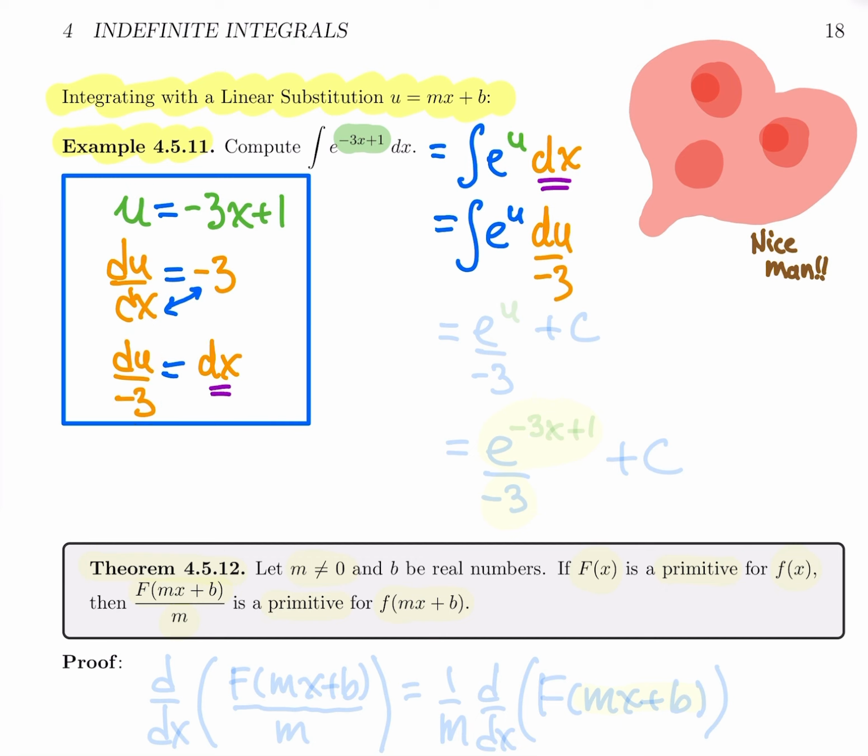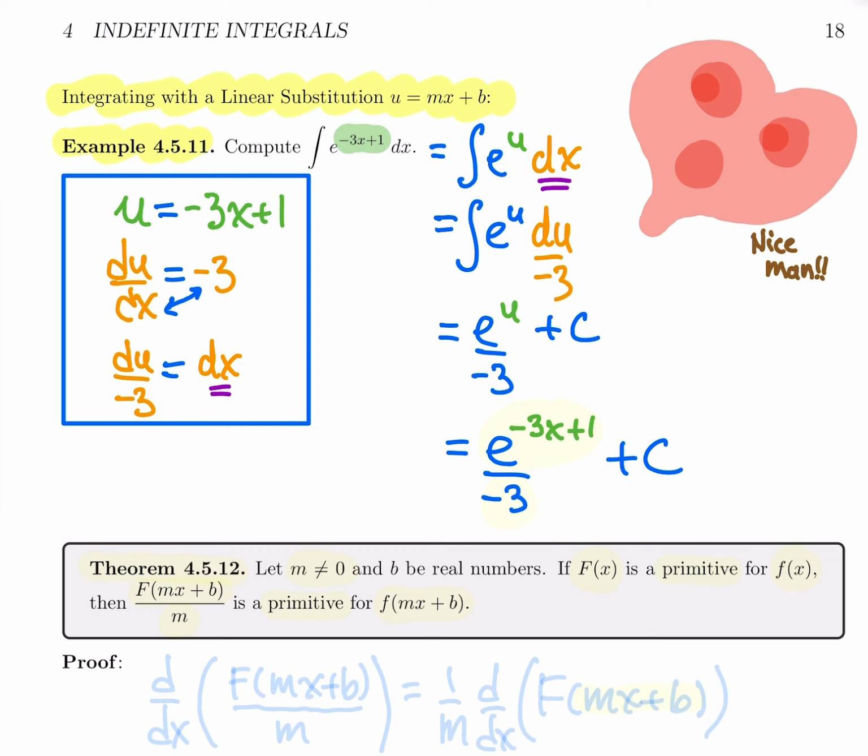Yes, there's a over minus 3, but I'm just going to keep it there. Since the integral of e^u du is e^u again plus c, and I'm just keeping that minus 3, the last step is to replace u back with its linear expression: e to the power of minus 3x plus 1, divided by minus 3, plus c.